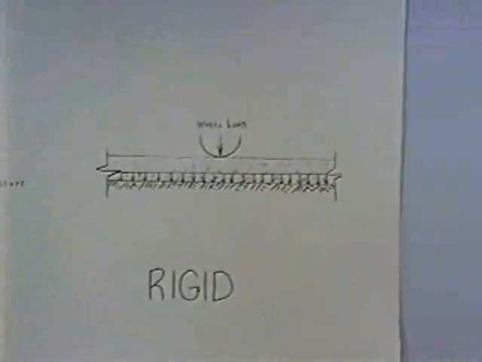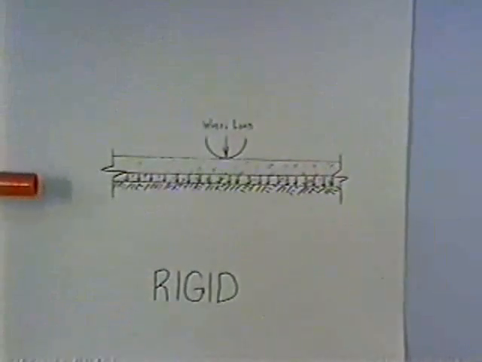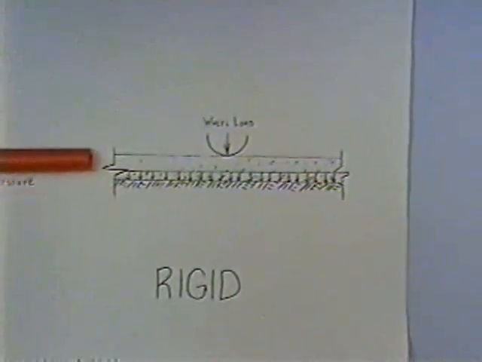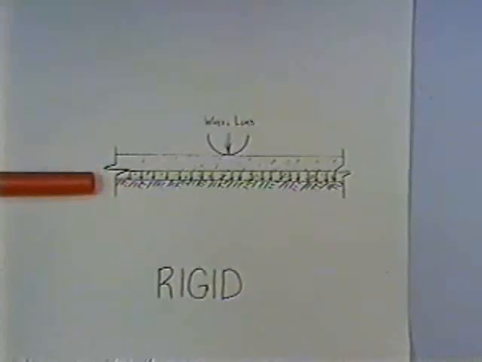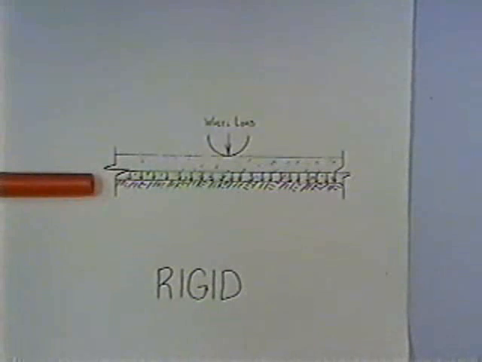If you look at the difference between a flexible pavement and a rigid pavement, with rigid pavement we still have our subgrade and our base material, but our surface, that rigid concrete slab, is essentially a beam that's giving uniform loading all across the subgrade.